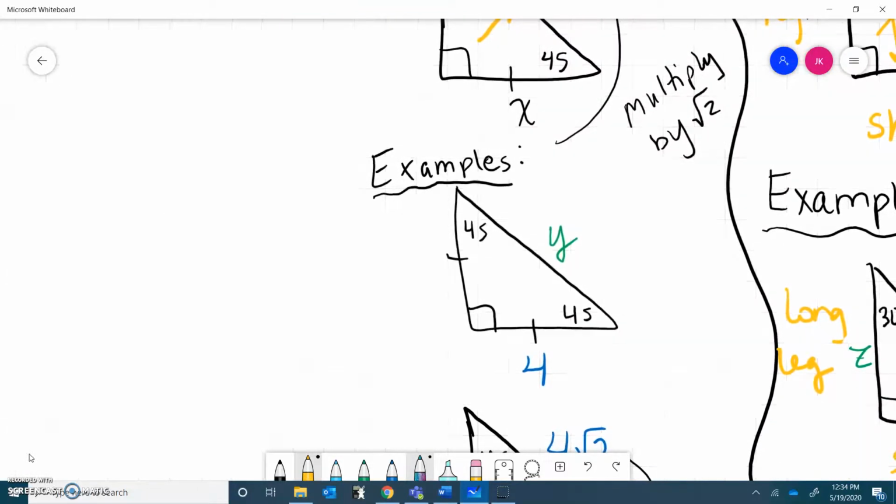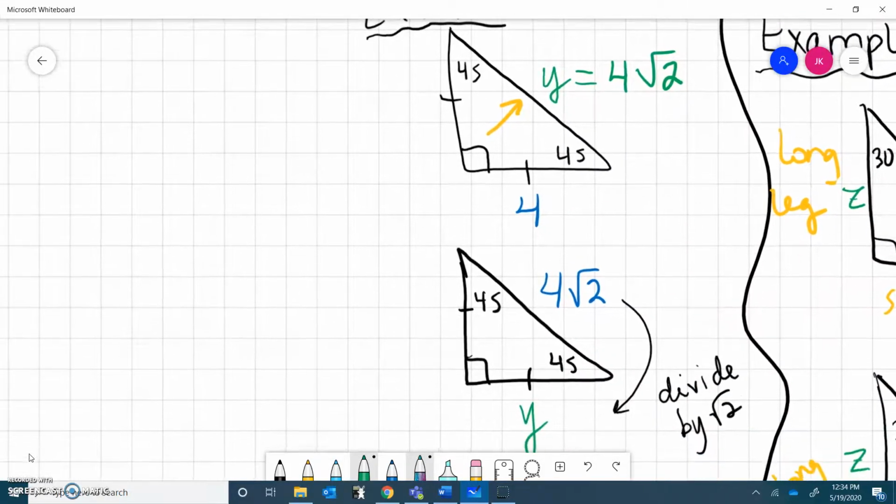So as you can see here in the first example, if we're given that one of the legs is 4 and we're trying to find the hypotenuse, we are just going to multiply by the square root of 2. So y is just going to be 4 times the square root of 2. Knowing that we can't multiply those values together, we can't do 4 times 2, because it's the square root of 2.